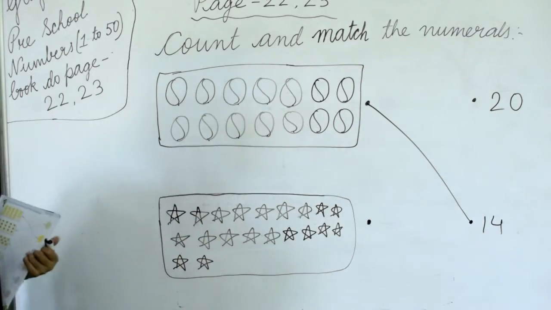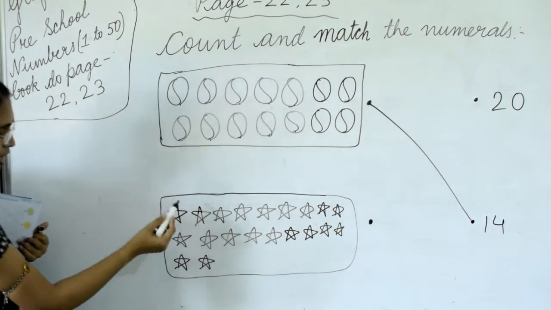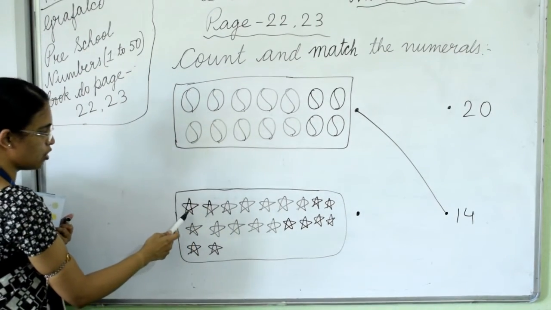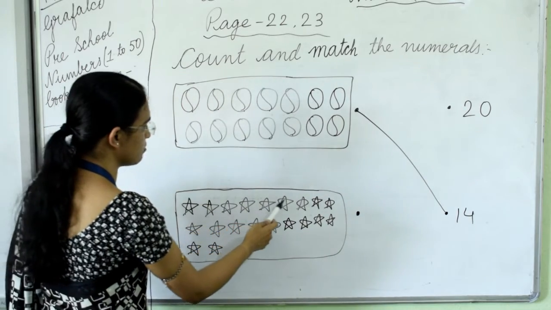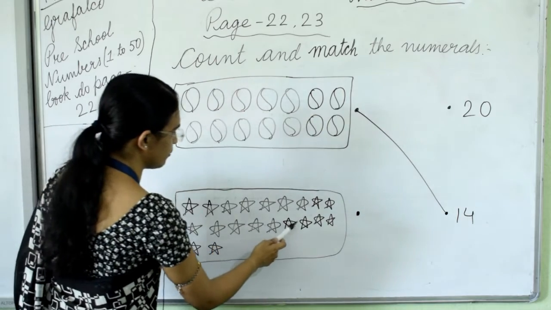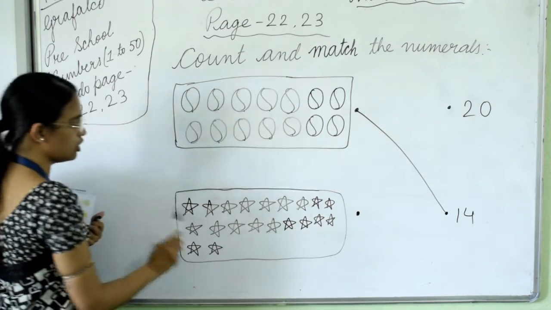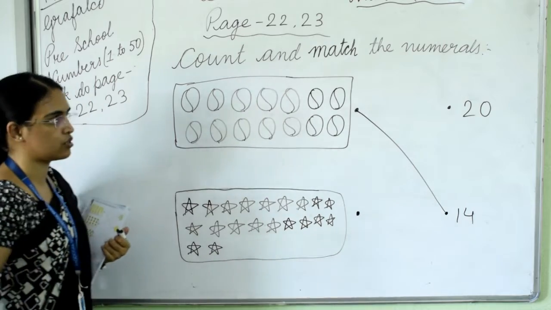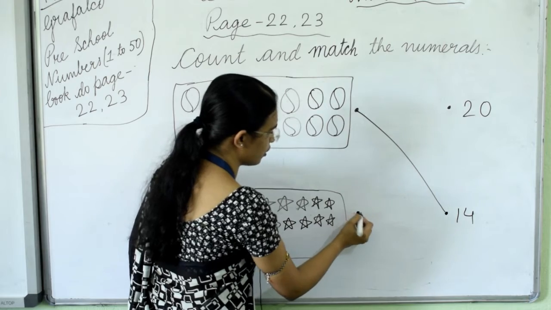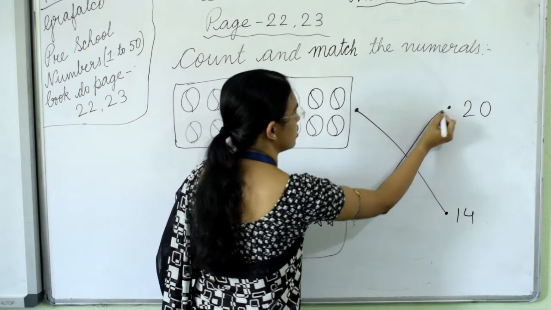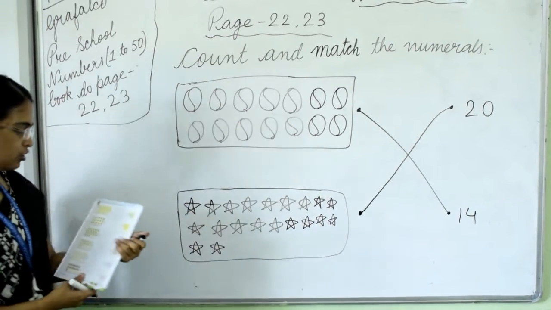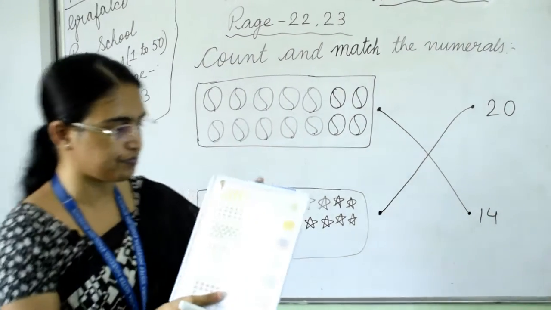Okay. Now in the second box, what are these? These all are stars. So let's count all the stars. 1, 2, 3, 4, 5, 6, 7, 8, 9, 10, 11, 12, 13, 14, 15, 16, 17, 18, 19, 20. So in this box there are 20 stars. So what is 20? It is here. So from this dot, I have to match up to this dot. So there are 20 stars. In this way you have to do this in your book. Now look at the book.